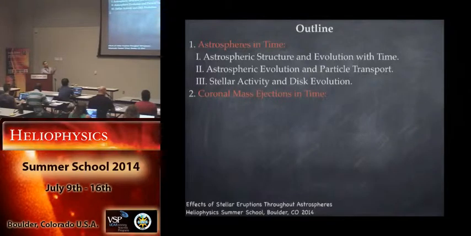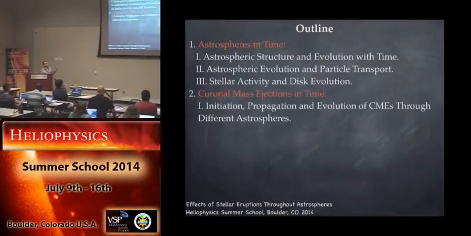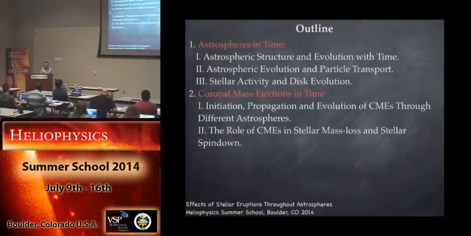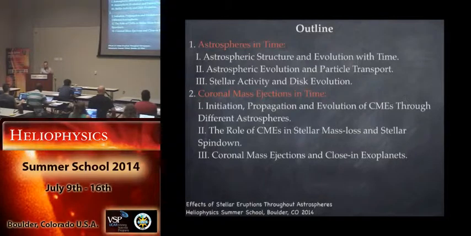The second part will be focused on coronal mass ejections and how changes in time affect coronal mass ejections. I will discuss the changes in the initiation, the propagation, and the evolution of CMEs with time to different astrospheres. Then I'm going to discuss or extend the effect of CMEs or the role of CMEs in stellar mass loss rates and stellar spin down. And finally, I'll discuss coronal mass ejections and exoplanets.